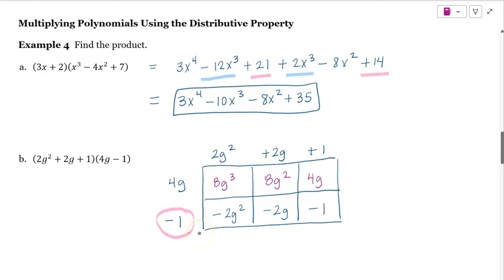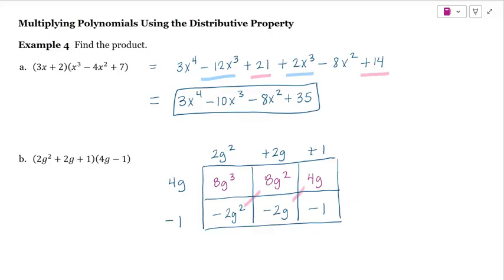One of the nice things about the box method is that now the terms that are alike are along the diagonals. So you can see that right here I've got the 2 terms that are squared, and right here I've got the 2 terms that are to the first power.